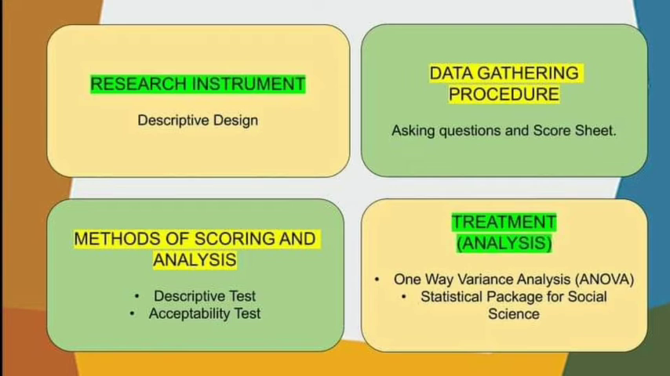And lastly, we have the treatment analysis. Here we use the one-way variance analysis, also known as ANOVA, and the Statistical Package for Social Science. We use the one-way ANOVA to understand or determine the responses of the different groups, on which the null hypothesis for the test means whether the groups are equal or not, or different or not.